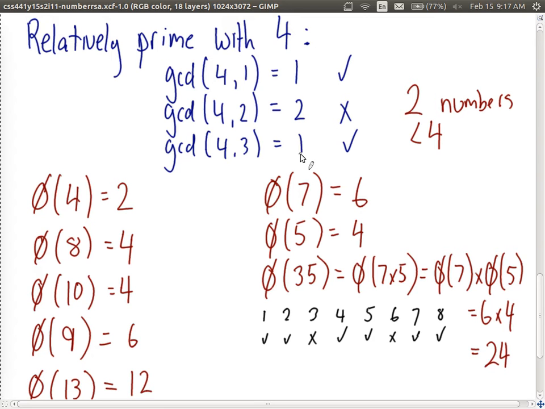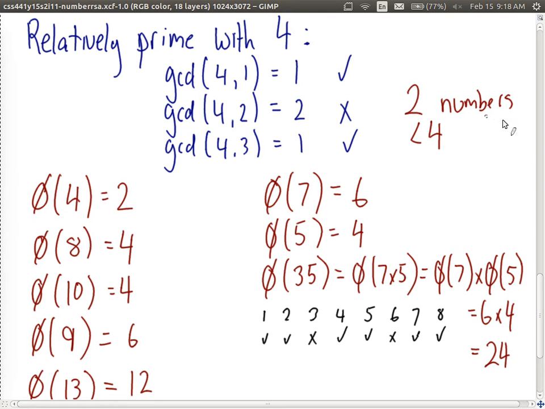The number of numbers less than n and relatively prime with n is called Euler's totient. And we use this symbol to say the totient of 4 equals 2. We calculated some others. The number of numbers less than 8 and relatively prime with 8, there are 4 numbers. So the totient of 8 is 4. So we had those two in the previous examples, and then we did a couple of others.